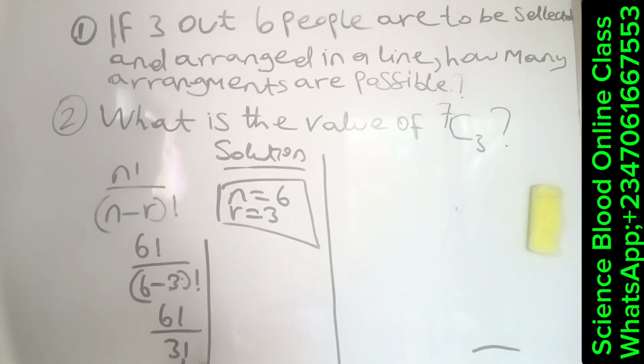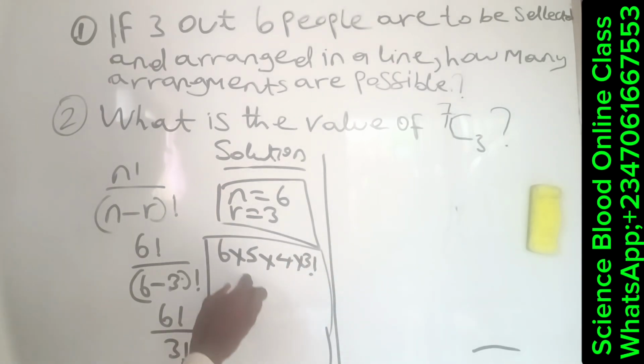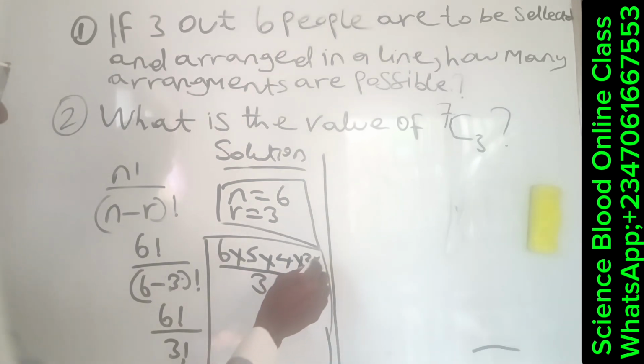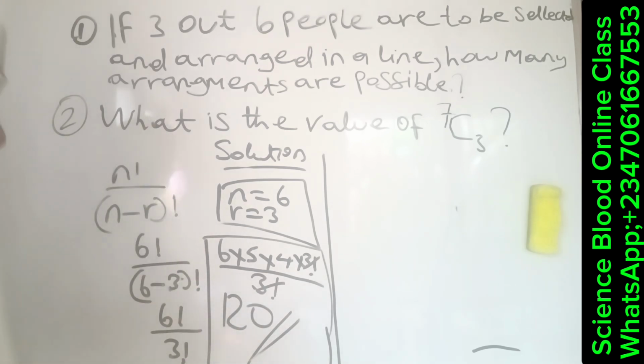Let me continue from here. Splitting the 6 factorial, we now have 6 times 5 times 4 multiplied by 3 factorial, all over 3 factorial. And 3 factorial can cancel 3 factorial. Then 6 times 5 gives us 30, and 30 multiplied by 4 gives us 120. So 120 is the final answer for question number 1.